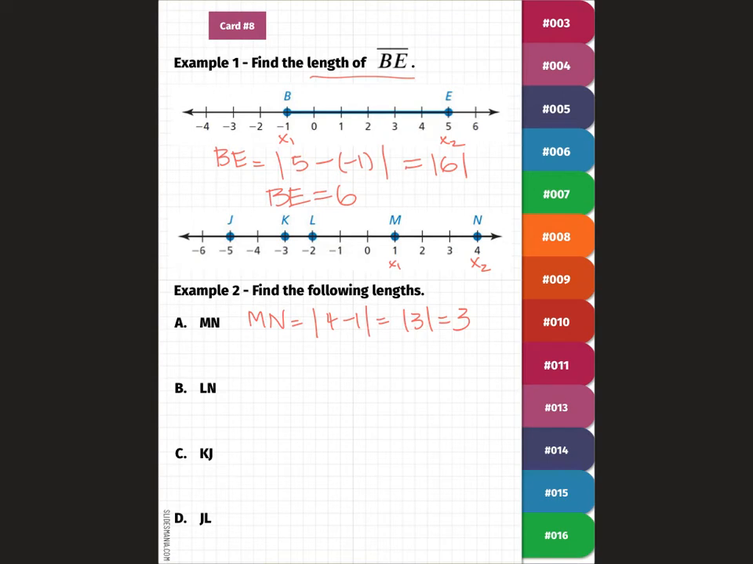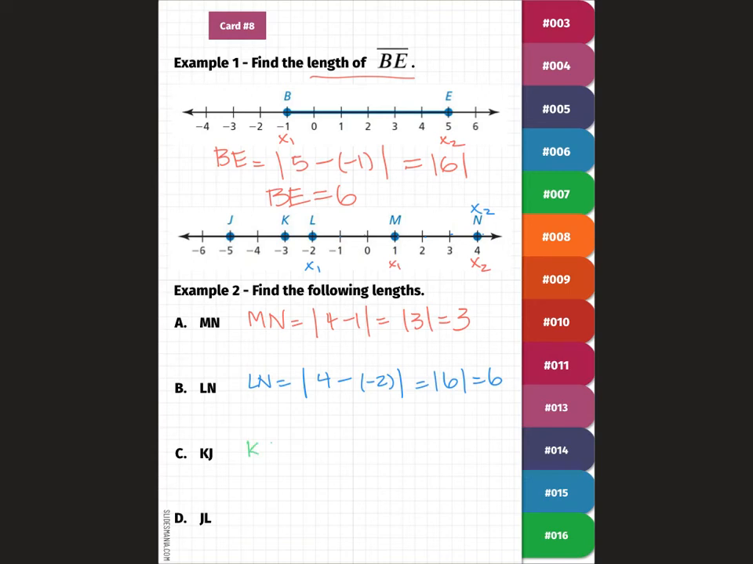So here's now LN. L is x1, N would be x2. So I'm going to say that LN is equal to the absolute value of x2, which is 4, minus x1, which is -2. 4 minus a -2 is 4 plus 2, which is the absolute value of 6. So 6, and if you wanted to check, you could actually count 1, 2, 3, 4, 5, 6. All right.